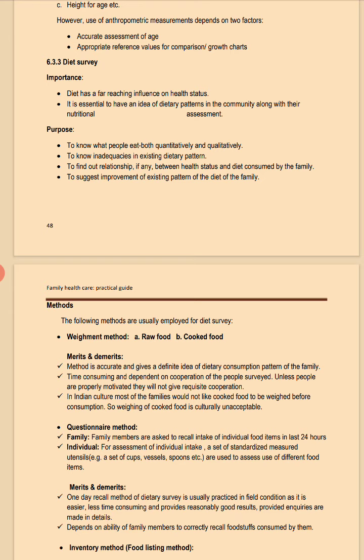We ask the family members to recall intake of food items in the last 24 hours. We can do it for individuals also. But here, though the method is easier, in only the last 24 hours, it may not capture the usual intake because there may be feasting or fasting. So ideally, we should have done a 7-day recall period. And you have to go to the family every day, because the family cannot remember more than 1 or 2 days of diet.